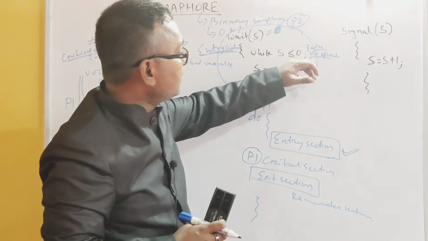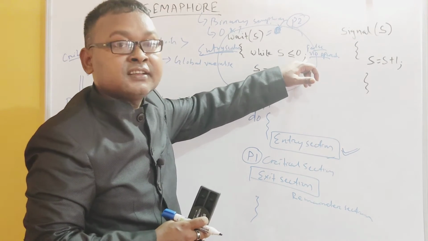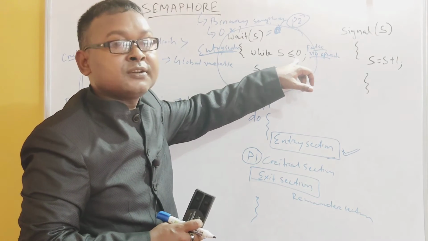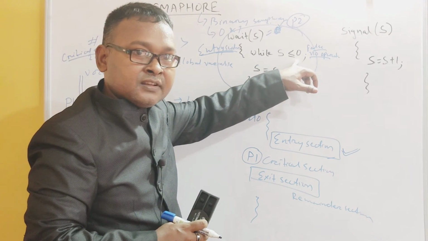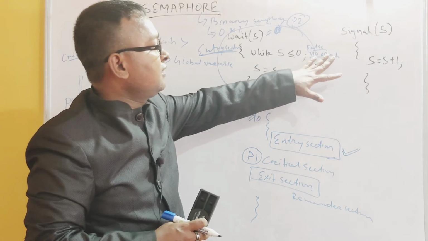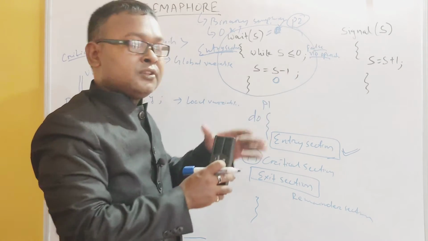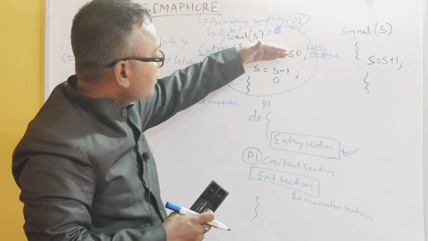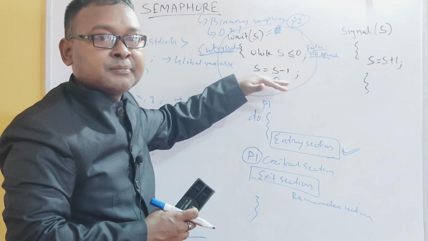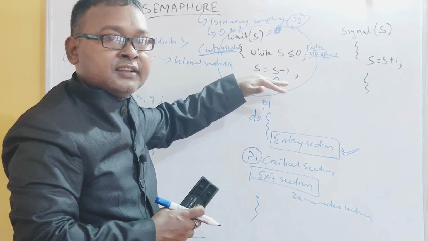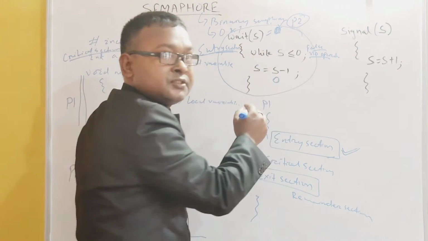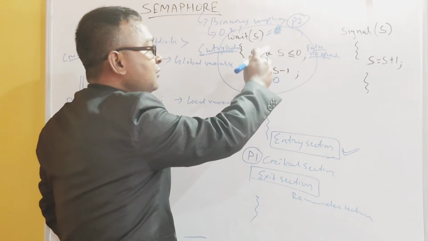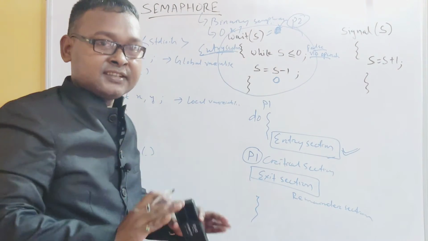So S is 0, and 0 is less than or equal to 0. That means the condition is true. So it will be revolving here only. It will not be proceeding to the next statement. Right? As the condition is true, that means your P2 will not be able to enter into the critical section.